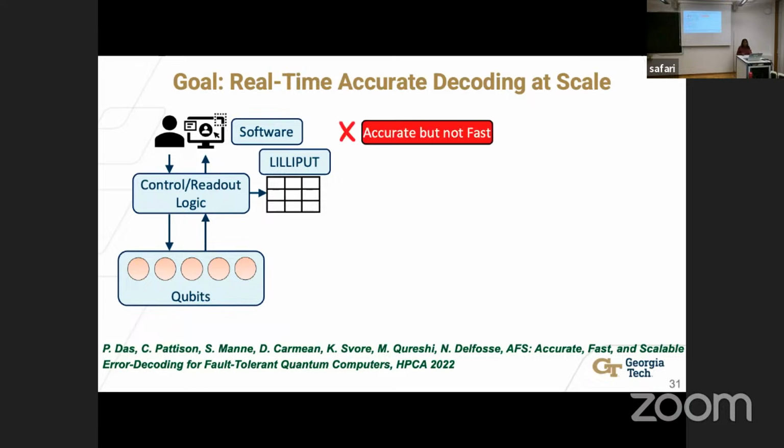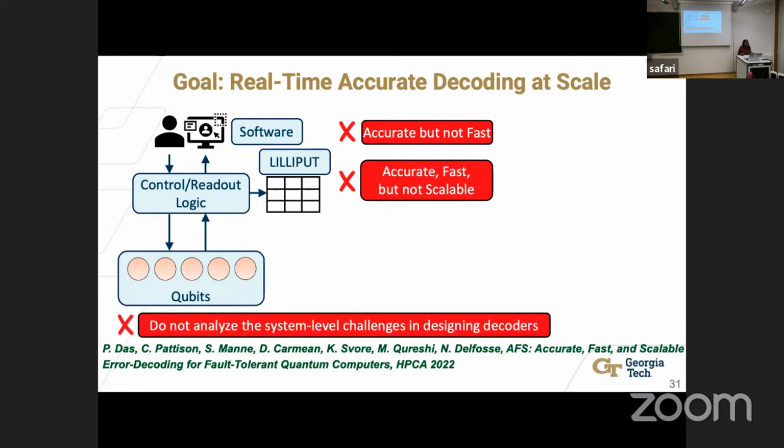Of course, software is very slow and you can't use it. LILLIPUT is accurate, fast, and scalable for small distances, but when you look at larger distances, it's not very useful. This work was done in summer 2019 when I was an intern at Microsoft. What I looked at is that most of the decoder studies do not analyze the system level challenges involved in building decoders. When I talked to the in-house error correction expert at Microsoft, his opinion was that you build a decoder, somehow accelerate it, and then put a decoder for each logical qubit.